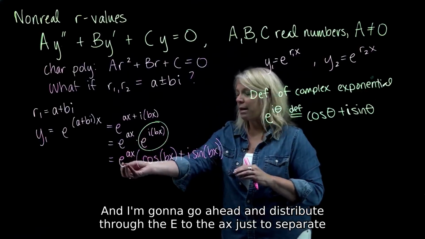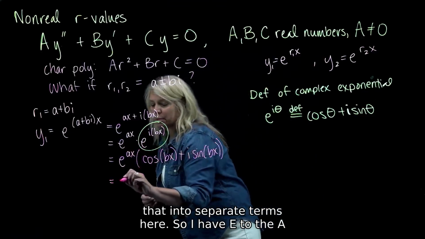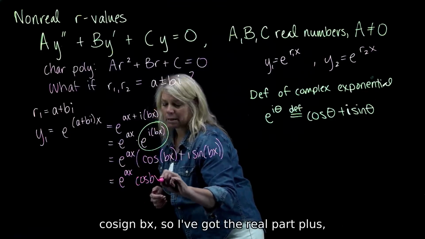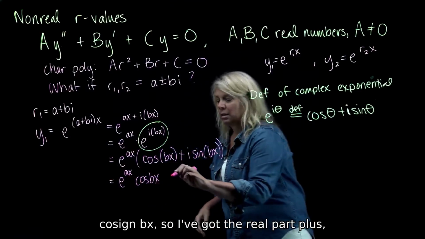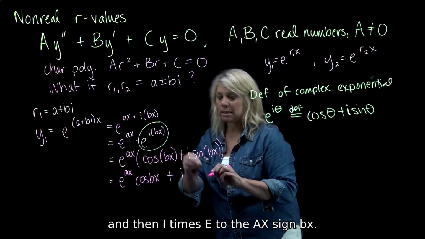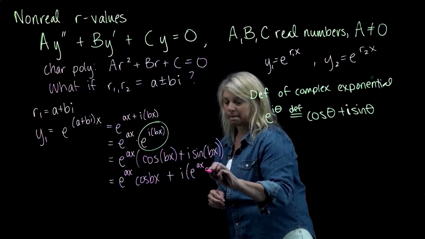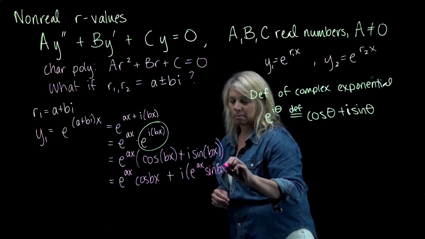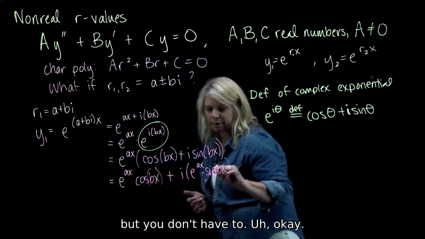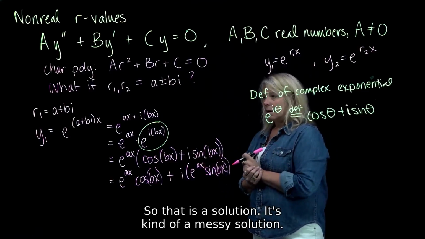And I'm going to go ahead and distribute through the e to the ax just to separate that into separate terms here. So I have e to the ax cosine bx, so I've got the real part, plus i times e to the ax sine bx. All right, and if we want to put parentheses around the bx here, we can, but you don't have to. Okay, so that is a solution.